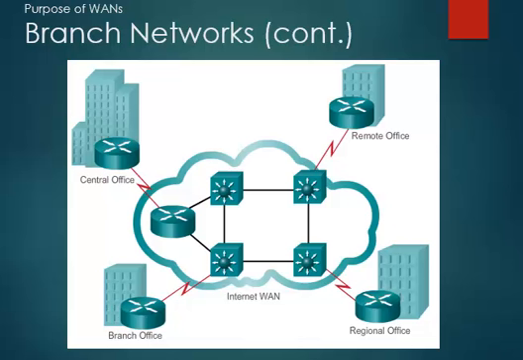Connecting to its branch sites may occur over dedicated private lines or by using the internet. For its branch office in a nearby city, the company decides to use private dedicated lines through their local service provider. However, for its regional office and remote office located in another country, the internet is an attractive WAN connection option.